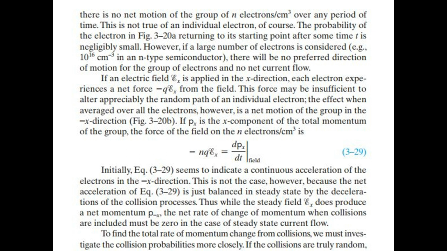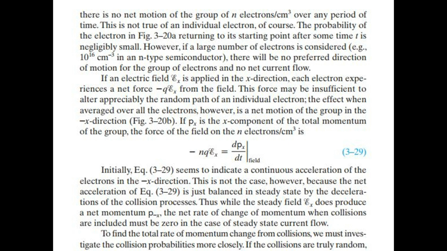If an electric field 𝓔 is applied in the x direction, each electron experiences a net force, -q𝓔x, from the field. This force may be insufficient to alter appreciably the random path of an individual electron. The effect when averaged over all the electrons, however, is a net motion of the group in the x direction, Fig 3-20b. If px is the x component of the total momentum of the group, the force of the field on the n electrons per centimeter cubed is -nq𝓔x = dpx/dt (field), Eq 3-29.